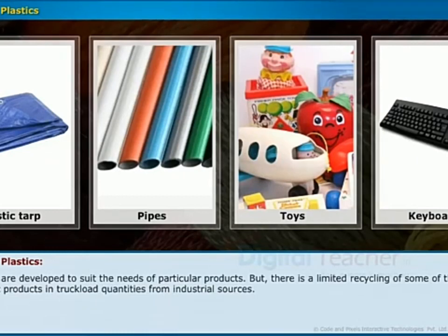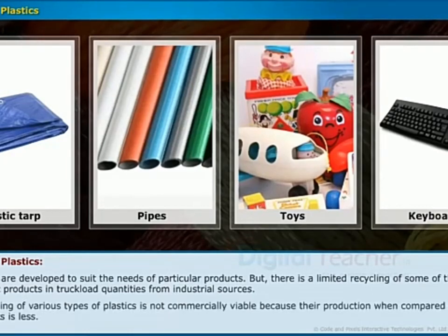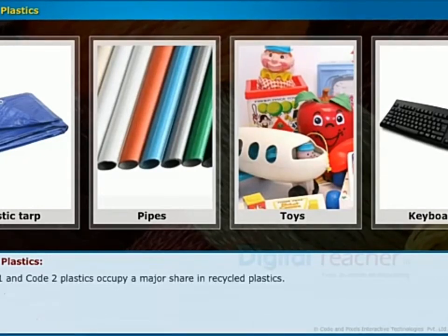But there is a limited recycling of some of these specific plastic products in truckload quantities from industrial sources. Recycling of various types of plastics is not commercially viable because their production when compared to coded plastics is less. Code 1 and Code 2 plastics occupy a major share in recycled plastics.